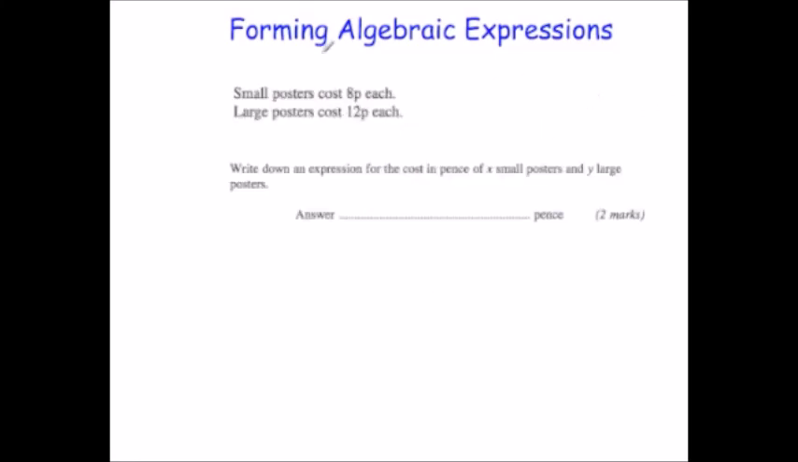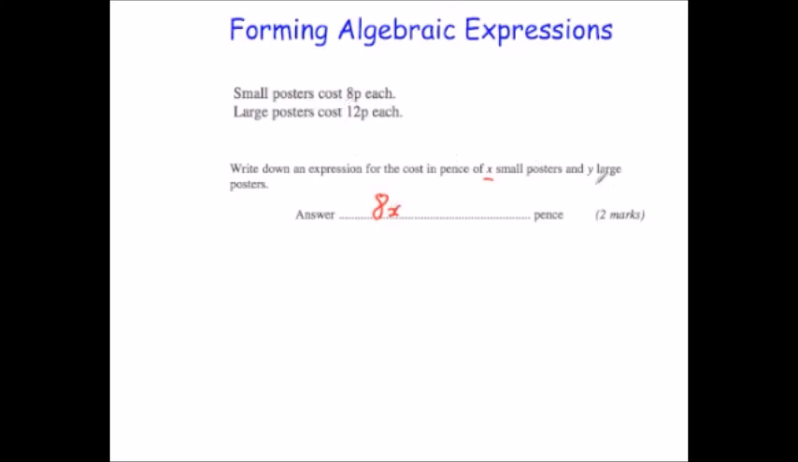Okay, our next question. Small posters cost 8 pence each. Large posters cost 12 pence each. Write down an expression for the cost in pence of x small posters and y large posters. Well, we're buying x small posters and they cost 8p each. So 1 poster will cost 8p, 2 posters would cost 16p, 3 posters would cost 24p. You'd multiply the 8p by how many small posters there are, to find the cost for the small posters. So for the small posters, it's going to be 8x. That means 8p times how many posters you want to buy.